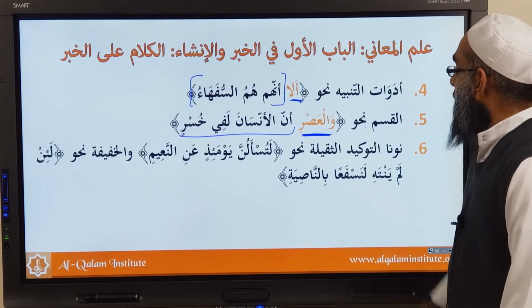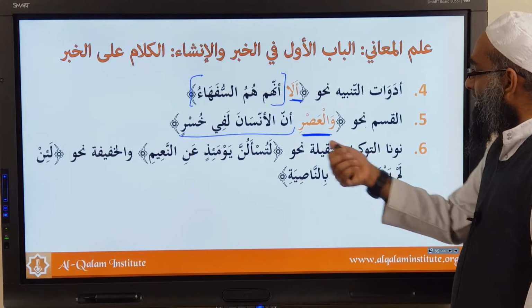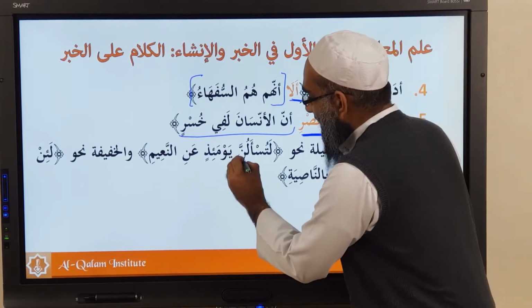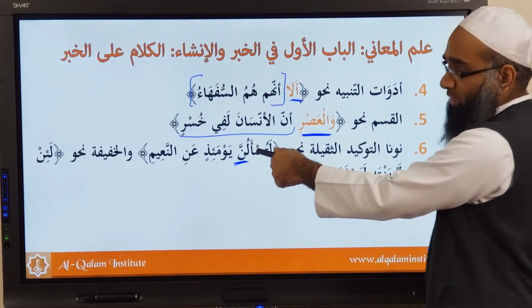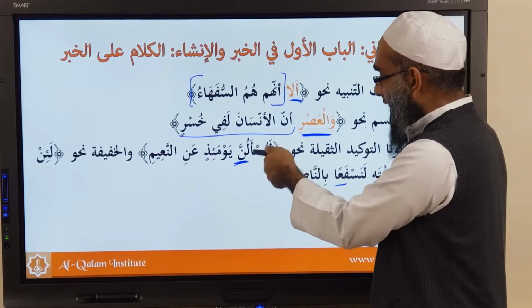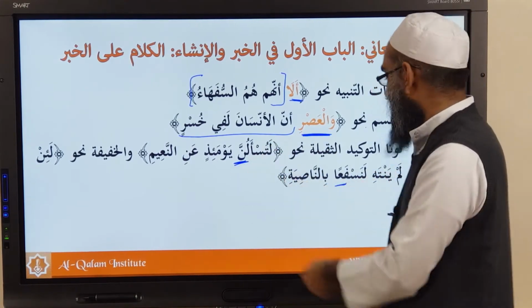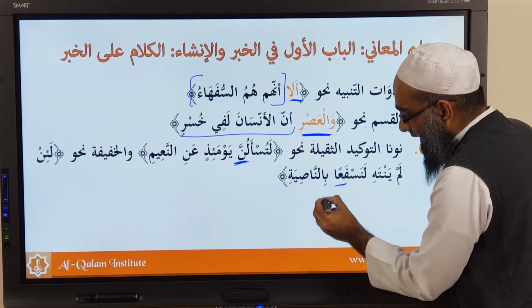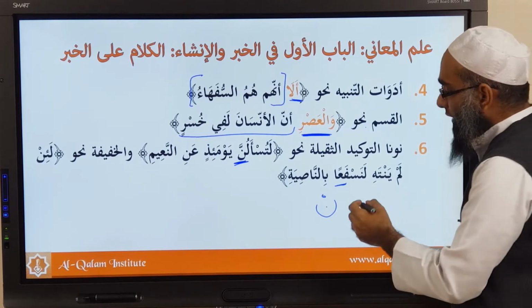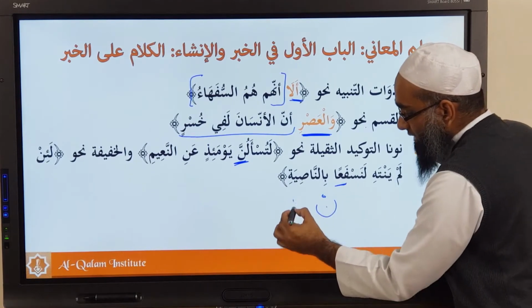Also emphasis. Noon at-ta'kid, the two types of noon. Which one is it? Al-thaqila, meaning the one with shadda, or the one with khafifa, lanasfa'an. So lanasfa'an, and latus'alunna. So noon muthaqqala, the thaqila, that's also for emphasis. And the noon al-khafifa, meaning it's written as a noon sakin. But when it comes in the Quran, it doesn't come like this. You don't say lanasfa'an.